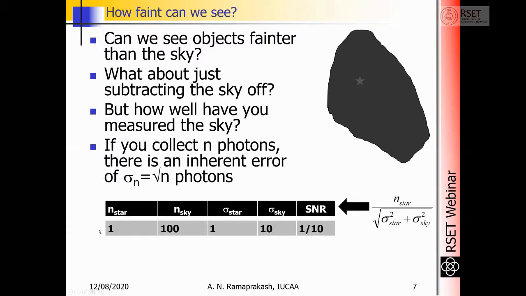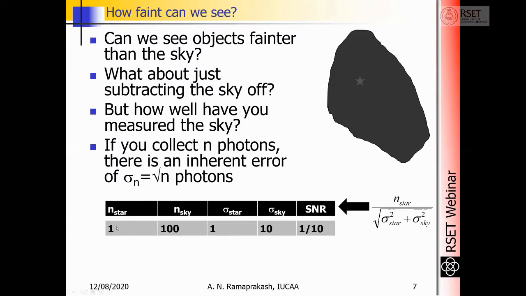So think of a situation where I'm looking at a star which produces 1 photon across your telescope's aperture per unit time. And suppose that the sky itself is producing 100 times more photons over the same telescope aperture over the same exposure time. So the error in this is 1, error in this is 10. If you take the sum of the squares and take the square root, this is roughly 10. So the signal to noise ratio is 1 over 10. If you substitute in this number, it's roughly 1 over 10.